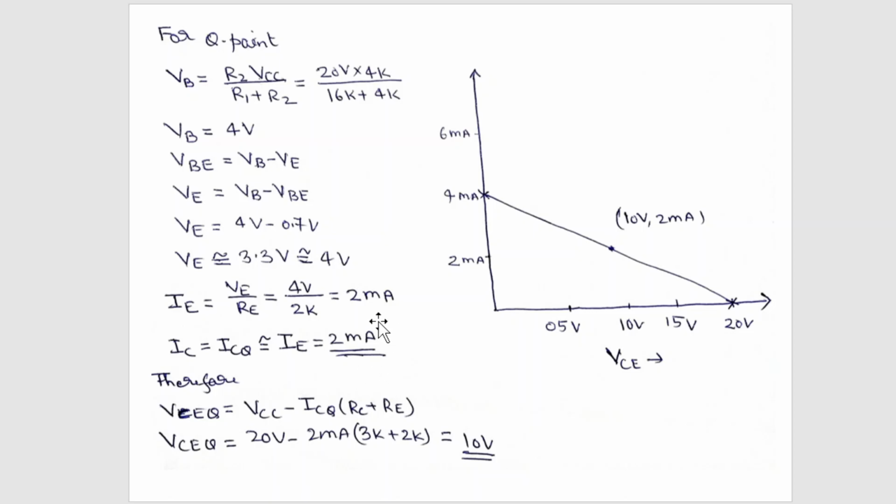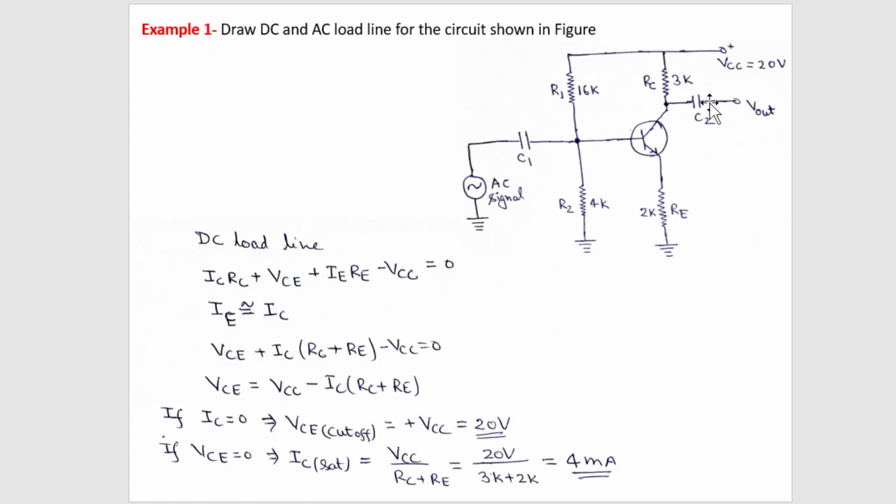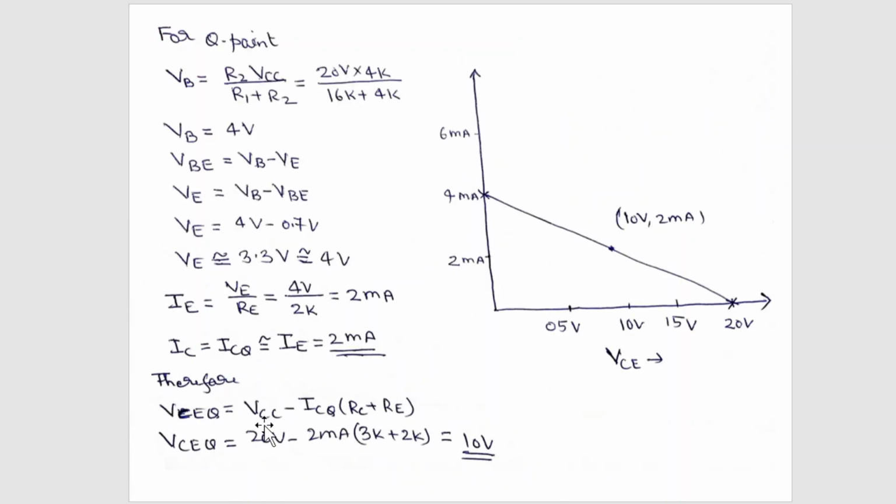So now one of the Q point we have determined. Again we can apply Kirchhoff voltage law to the collector emitter loop, so we can determine the VCEQ by substituting ICQ in place of IC. If you do that, VCEQ is equal to VCC minus ICQ times (RC plus RE). So VCEQ is equal to 20 volt minus 2 milliampere times (3 kilo ohm plus 2 kilo ohm). So that is VCEQ is equal to 10 volt.